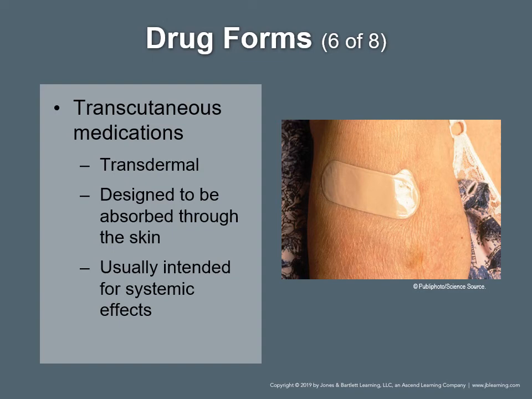Transcutaneous medications, also known as transdermal, are designed to be absorbed through the skin transcutaneously. They can affect other areas of the body. Common examples include nitroglycerin for chest pain and fentanyl for pain management. In contrast to most topical medications, transcutaneous medications are usually intended for systemic effects.